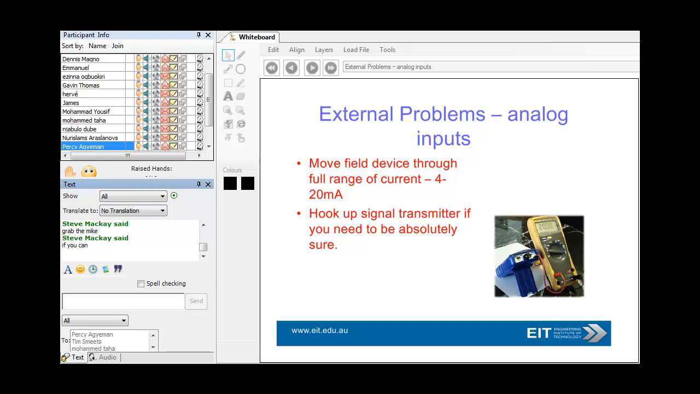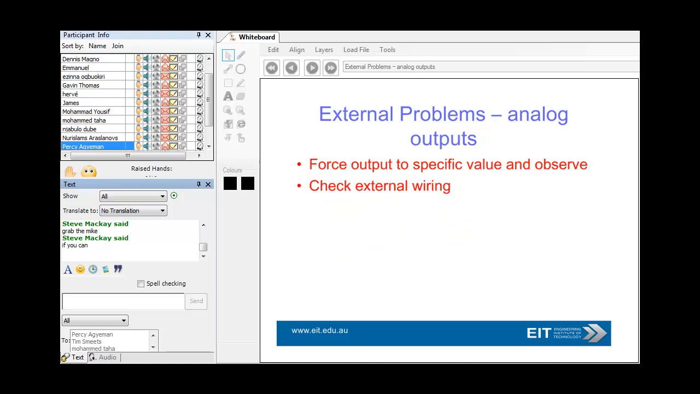So make sure that you know the total load required for your system and whether your output module can supply that load. Maybe just one thing, it may be too much dissipation of heat that fails. Analog inputs, yeah, move the field device to the full range of currents. I've had a particular problem where the A to D converter actually partially failed and we had some problems with some part of the range. Signal transmitter is the best way to be absolutely sure what's going on. Go through the whole range. On analog outputs, best thing is force the output to specific value and check, and also check your external wiring.